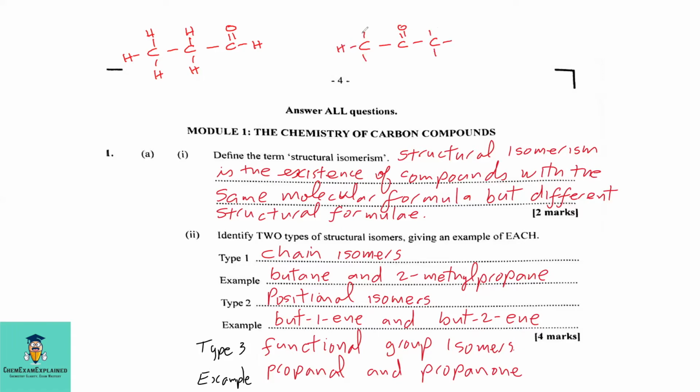Let's put on our H's. Now, notice we must have the same molecular formula. In this case, I must have C, which is 1, 2, 3. So 3 carbons, 1, 2, 3, 4, 5, 6 H's, and 1 O. Both should have the same formula. So that's 3 carbons, 6 H's, and 1 O.